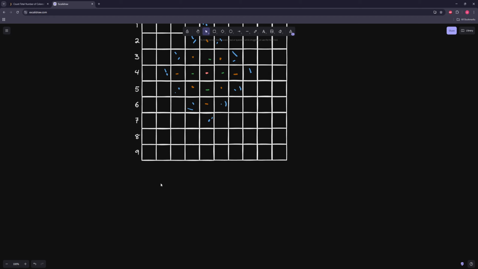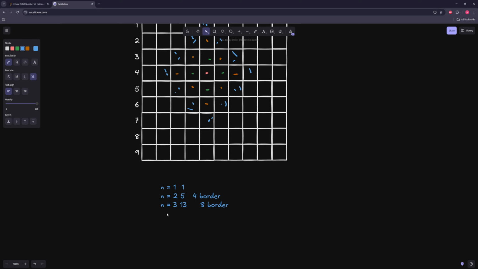So we can say, okay, at n equals 1, this is our base case, we'll have 1. At n equals 2, we'll have 5 cells with 4 border cells. At n equals 3, we'll have whatever we had before, but now we have 8 border cells. So it's actually 13 cells total. And then at n equals 4, it's so on. And so you can basically just run a loop through that.